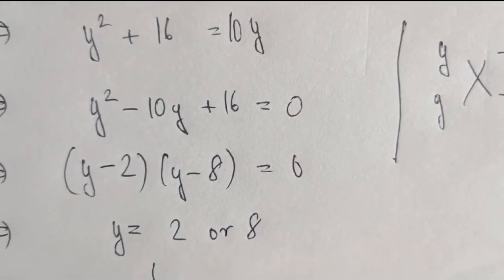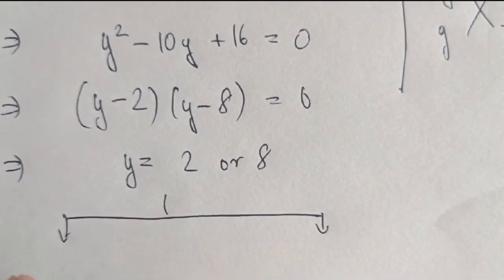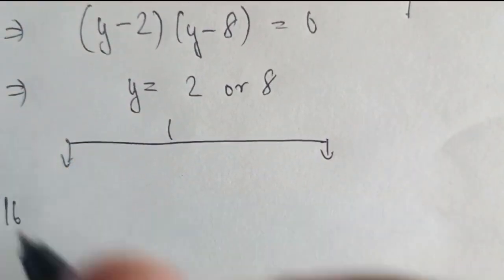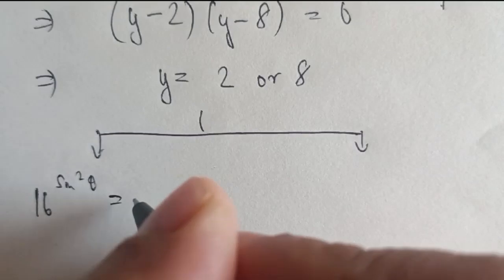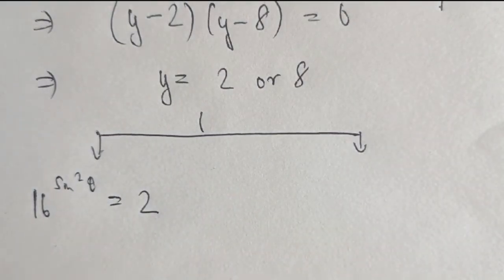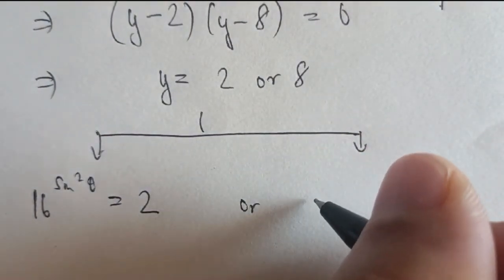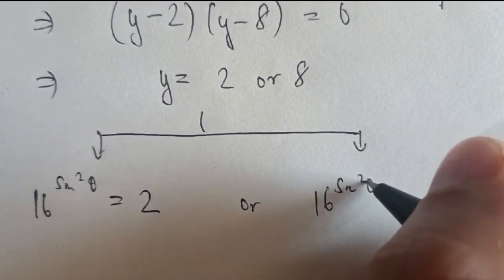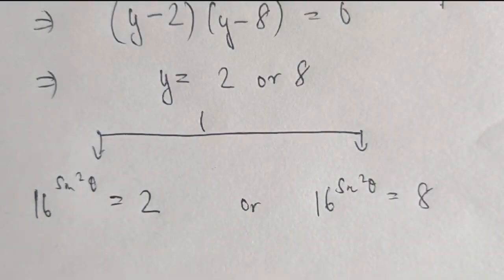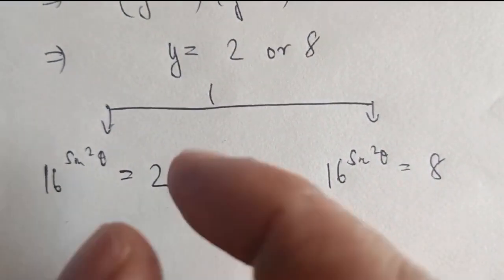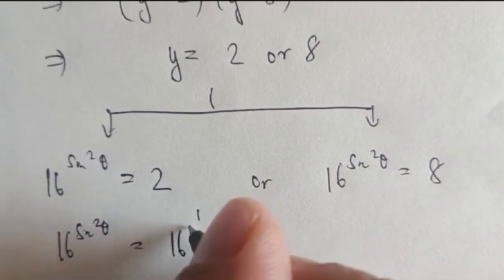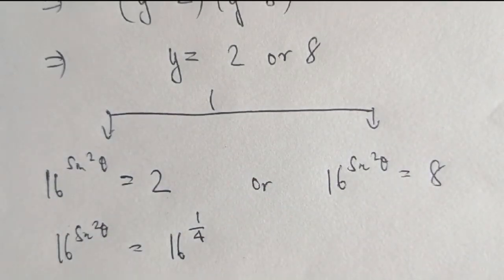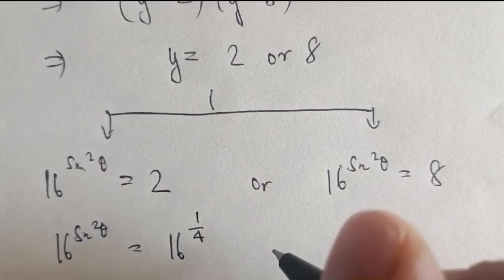Now let's split this. We have seen before what is y. Y is 16 to the power of sine squared theta, right? So this is equal to 2, or 16 to the power of sine squared theta is equal to 8. Right? Now very simply, 16 to the power of sine squared theta here basically implies 16 to the power of 1/4. Right? Because 2 is equal to 16 to the power of 1/4.